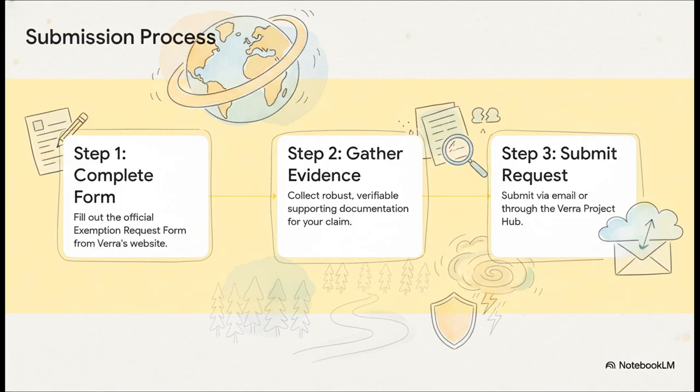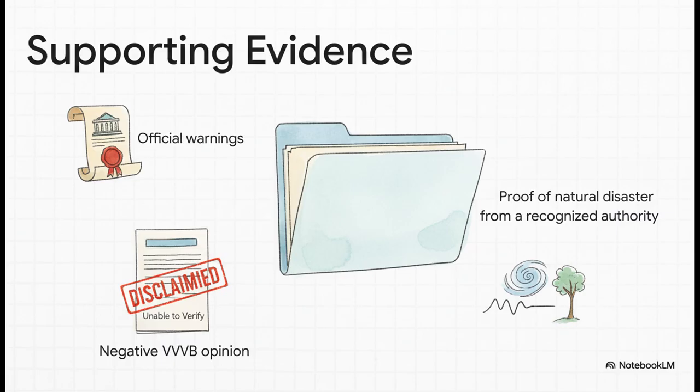And finally, you submit the whole package to Verra. Okay, so this idea of supporting evidence is crucial. What are we talking about here? It has to be objective. It has to be verifiable. We're talking about official statements from government agencies, or maybe official documents about civil unrest from a recognized authority. It could even be a formal negative opinion from your auditor saying they literally couldn't do their job because of the situation. Your word alone just isn't enough.